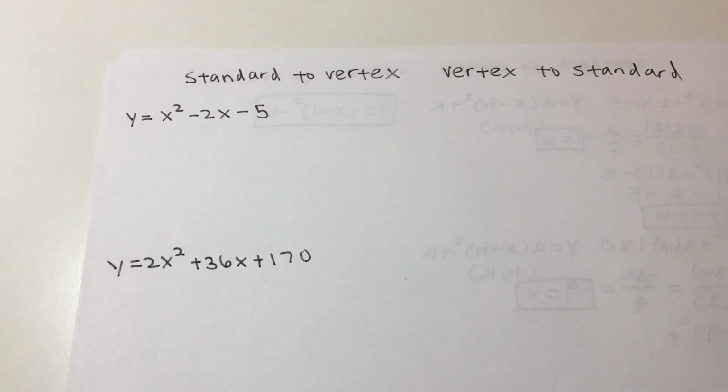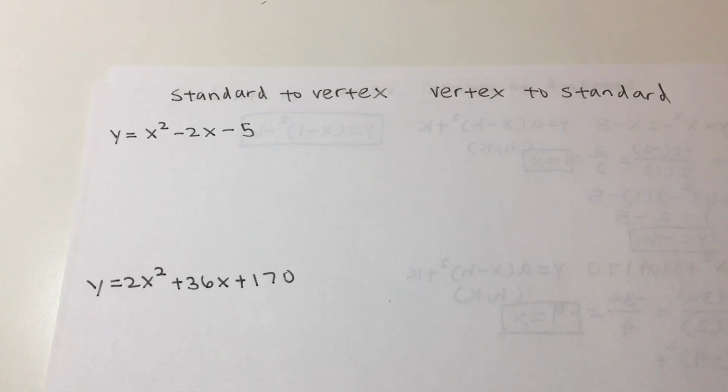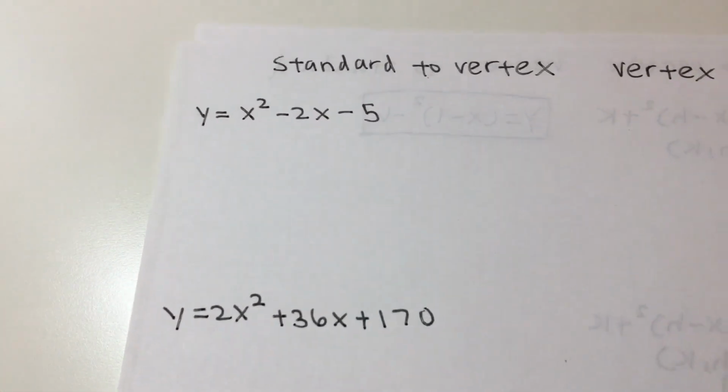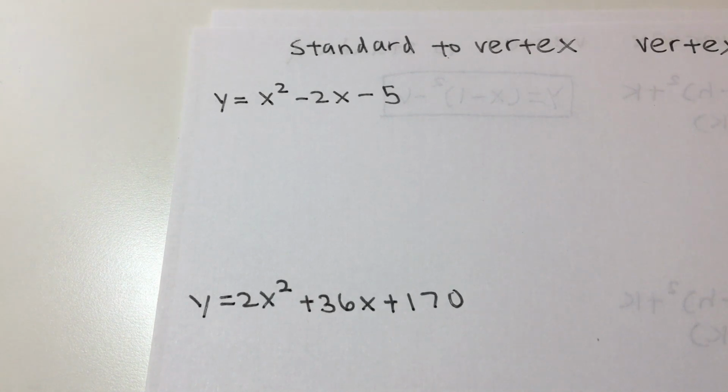In this video, I'll be explaining how to convert from standard form to vertex form and vertex form to standard form. So let's just convert standard to vertex first. So it's y equals x squared minus 2x minus 5.